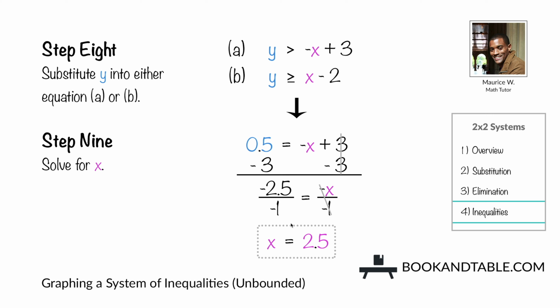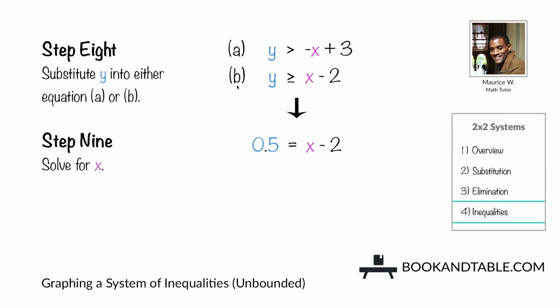So you get x is equal to 2.5 when you plug in y is equal to 1/2 into equation A. If you chose to plug it into equation B, you would get x is equal to 2.5 as well. So 0.5 is equal to x minus 2. So you'll start by adding 2 to both sides, leaving you with x is equal to 1/2 plus 2, which is 2.5.